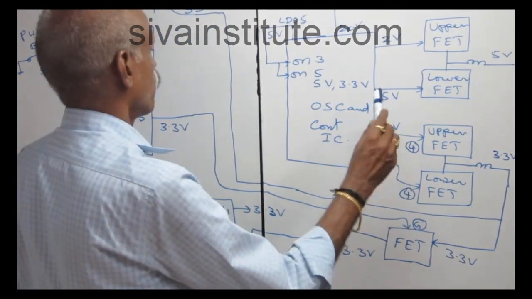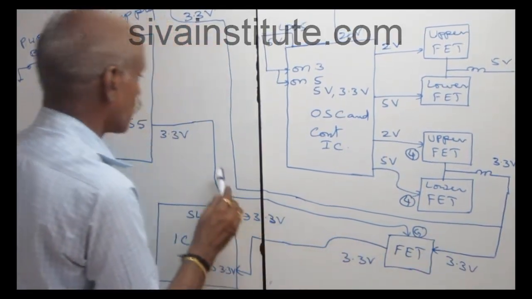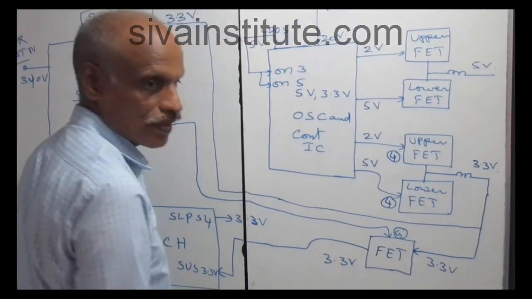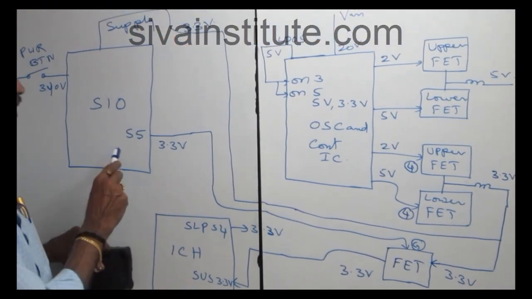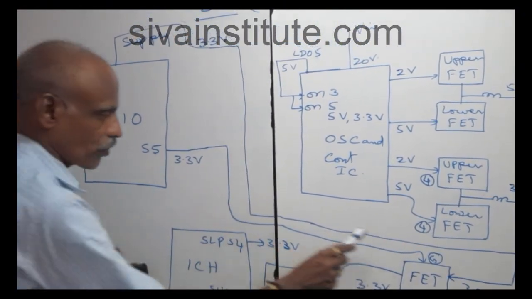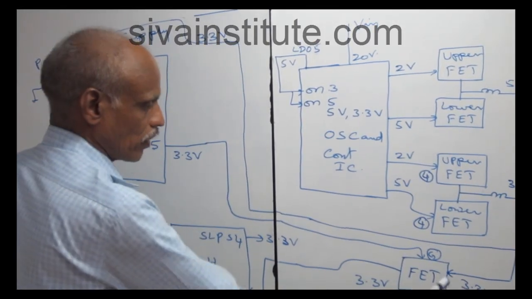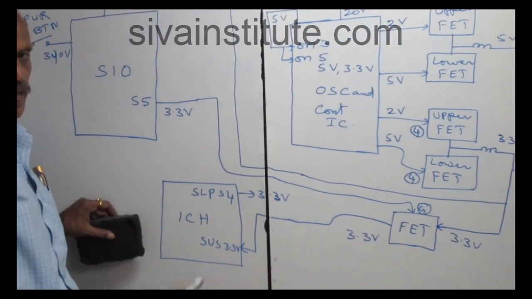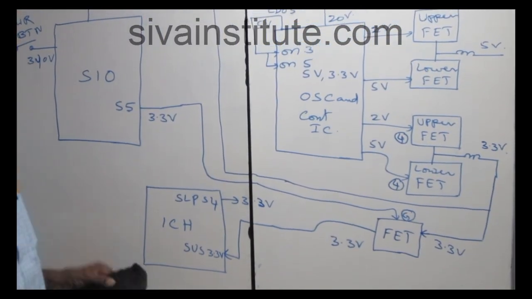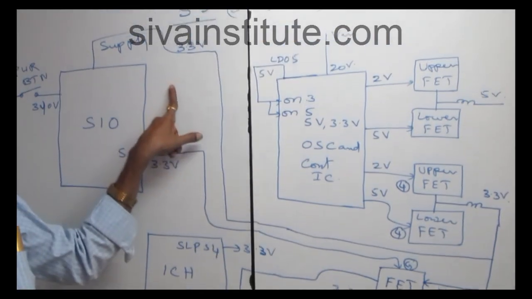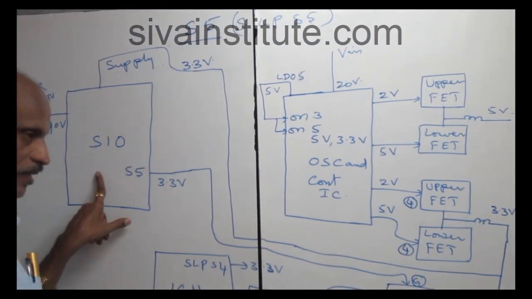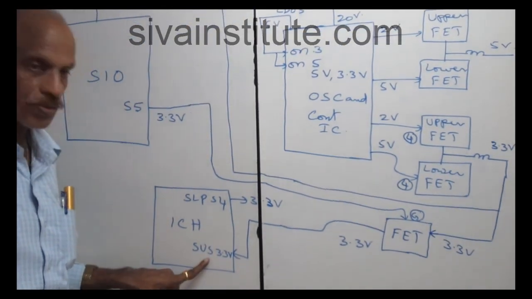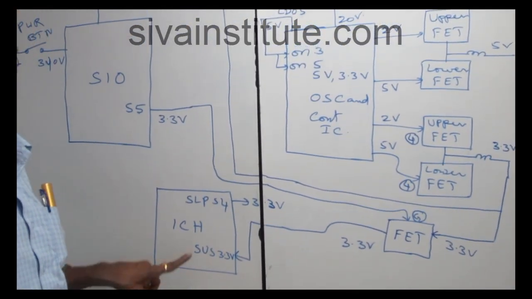Without pressing the power button, the 3.3 volts goes to the SIO chip. The same voltage goes to another FET. When you press the power button, this S5 3.3 volts goes to the other FET gate. That voltage is released from this FET and goes to suspend 3.3 volts. So without pressing the power button, 3.3 volts goes to SIO. After pressing the power button, 3.3 volts goes to ICH suspend 3.3 volts.